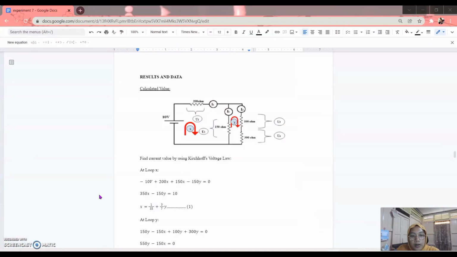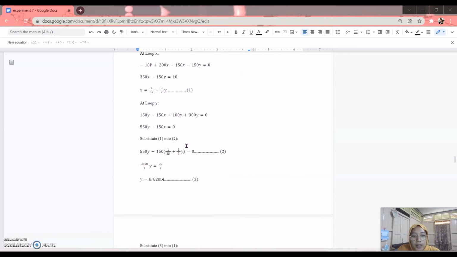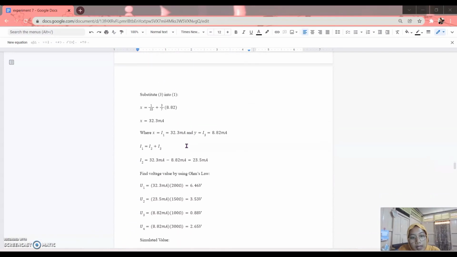Okay, let's look at the calculated value. To find the current, I use Kirchhoff's voltage law, and I get the values: I1 is 32.3 milliampere, I3 is 8.82 milliampere, and I2 is 23.5 milliampere.